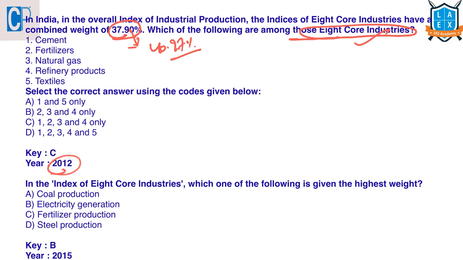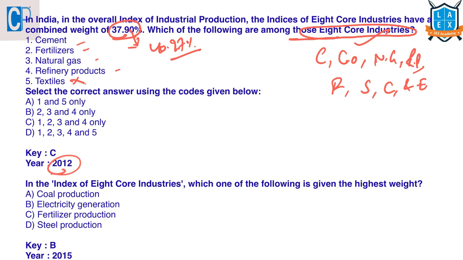Which of the following are among those 8 core industries? Here it is only asking what the 8 core industries are. Cement, fertilizer, natural gas, refinery products, textiles. We have seen just now all those 8: coal, crude oil, natural gas, refinery products, fertilizers, steel, cement and electricity. There is no mention of textiles, so we can eliminate option 5. The answer here is C.